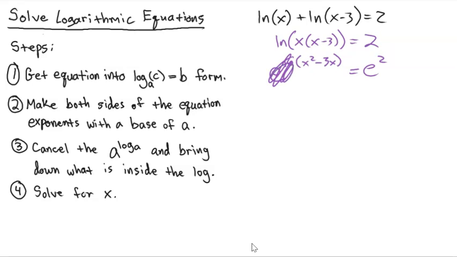Over here, we're going to cancel the e to the natural log. We're going to bring down x squared minus 3x equals e to the second power. Now we're going to subtract e to the second power from both sides because it's a quadratic. And so we're now going to have x squared minus 3x minus e squared equals 0.